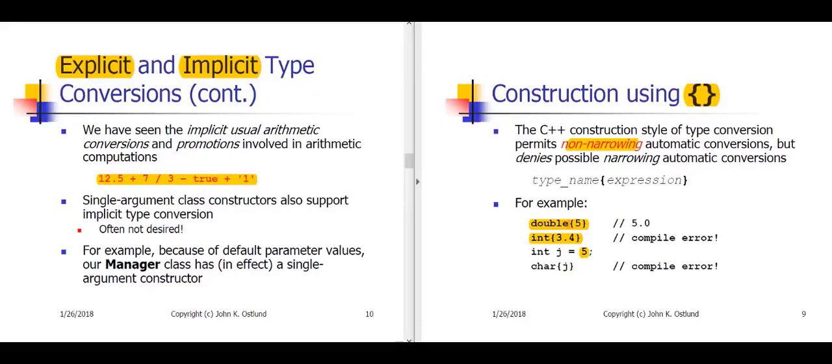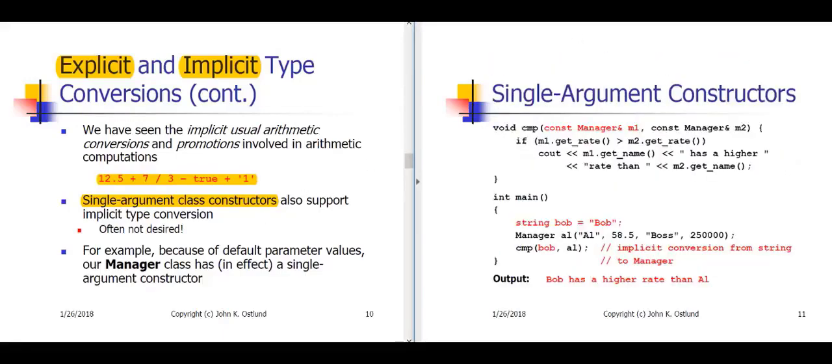Now it turns out, and this is sometimes a nasty surprise, that if you have a constructor for a class that takes a single argument, that constructor will be used to do an implicit type conversion from the argument to an object of that particular class. And this often happens by accident and leads to problems. For example, here on slide 11, we have a function named compare, CMP, and what CMP takes is two arguments, each of which is a reference to a manager const.